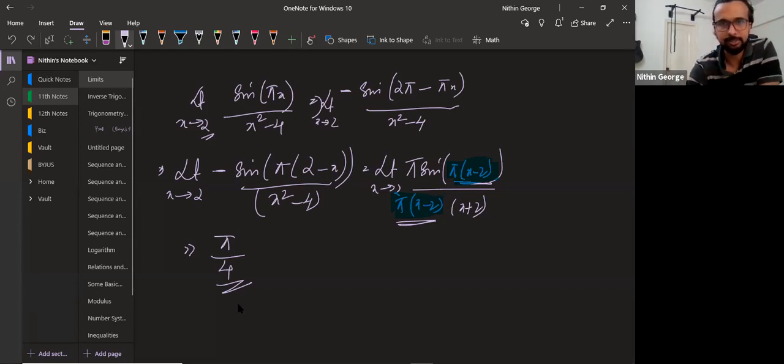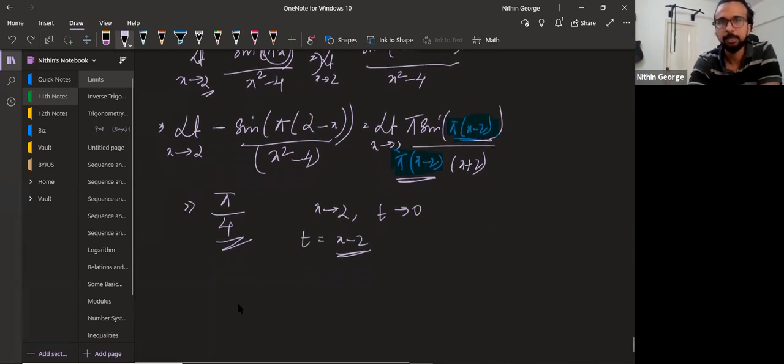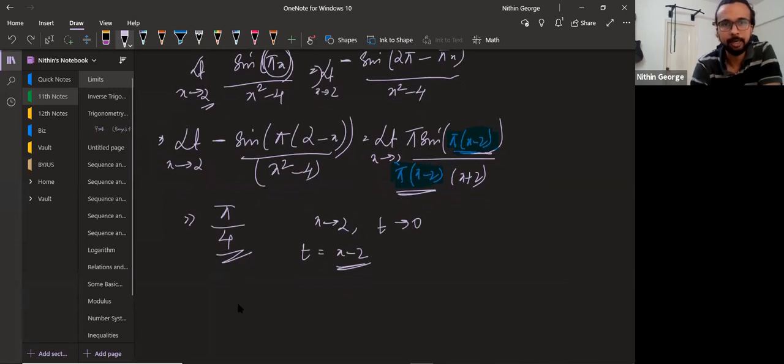So if this looks too complicated, there's a simpler substitution. What you can do is, when x tends to 2, you want a t that tends to 0. You're planning to bring this angle inside to 0, so you need a t that tends to 0. We can start with that. So t should be what? T is x minus 2 here. I'll bring that into this. So when x tends to 2, t becomes 0.